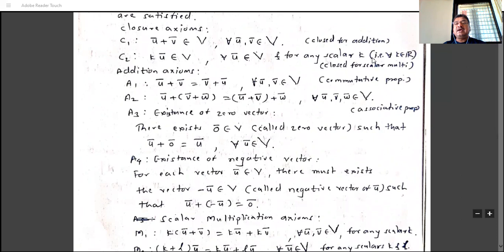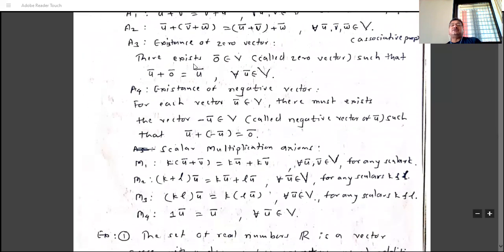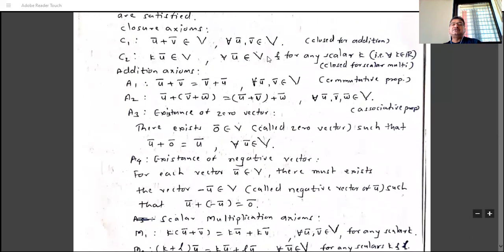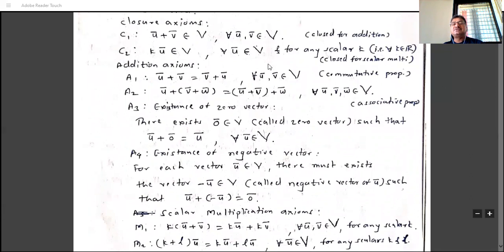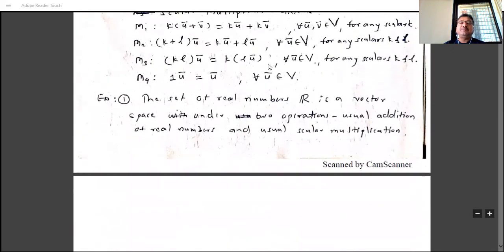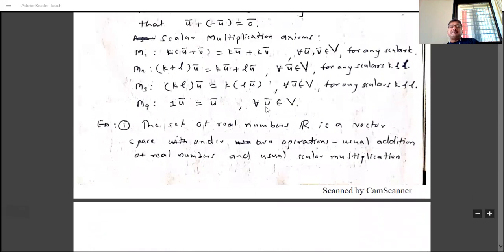That is, if you take k as 1/2 and u bar as 3, then 3 is an element of the set of integers. But 1/2 into 3 is 3/2, which is not an integer, and therefore the second property fails. So the set of natural numbers and the set of integers are not vector spaces.